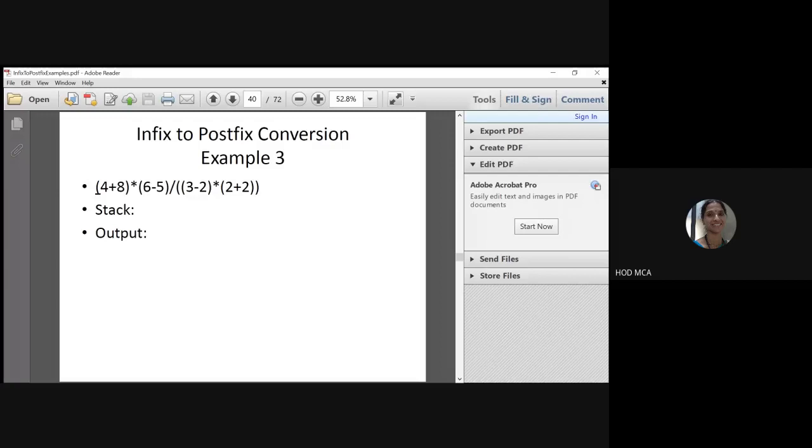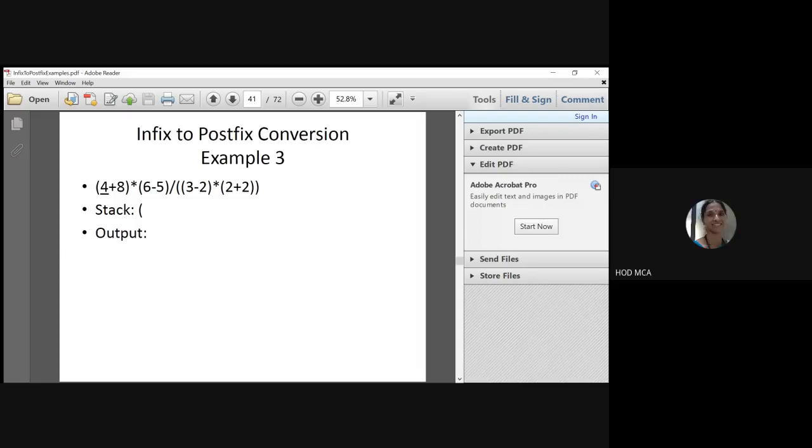Okay, so we are starting. You're able to see, all of you? Can I have some response, yes or no? Yes, ma'am. Good. Let's start. So stack and output. First one is an open parenthesis. Where does it go? Stack. Good.